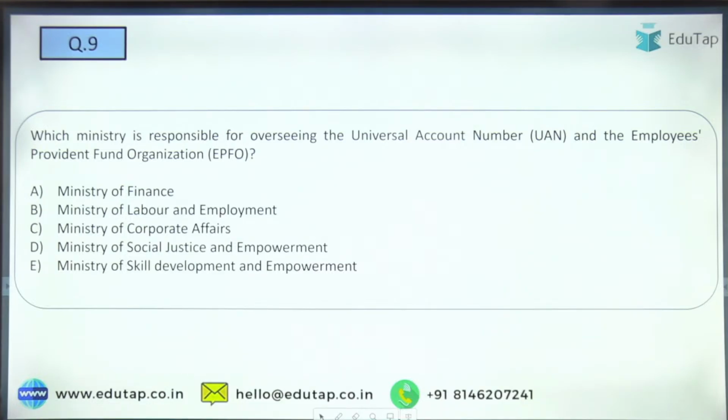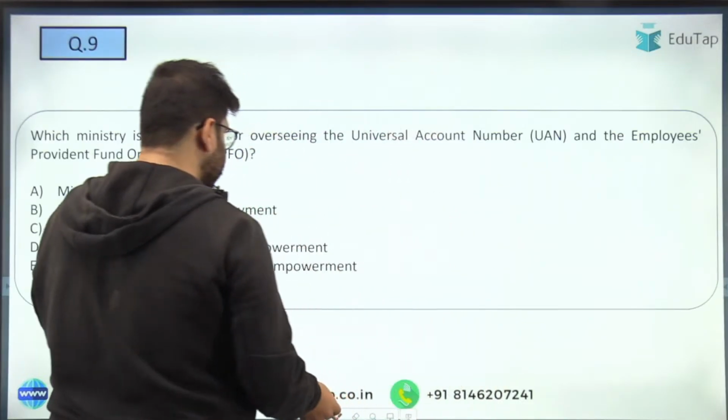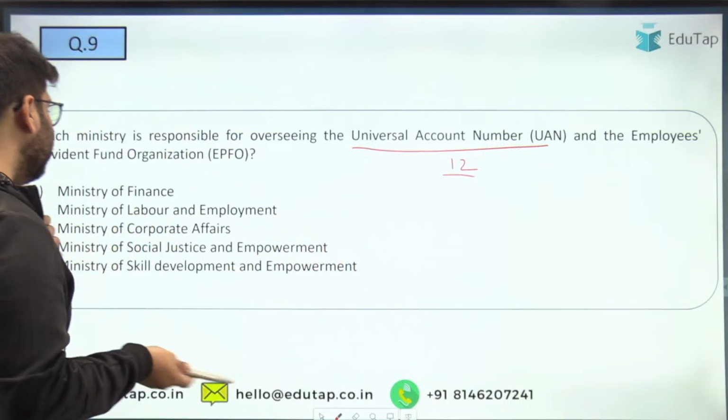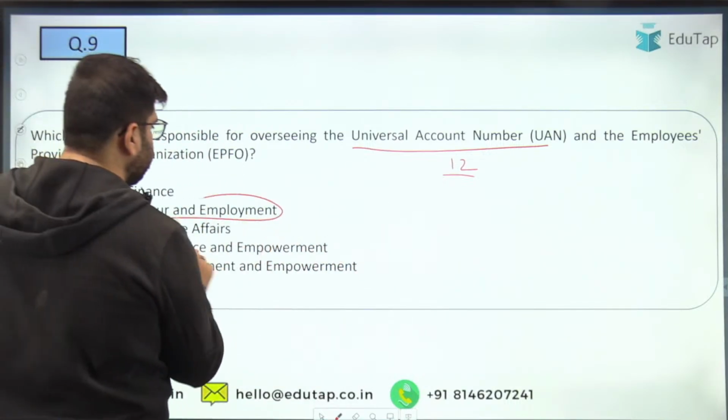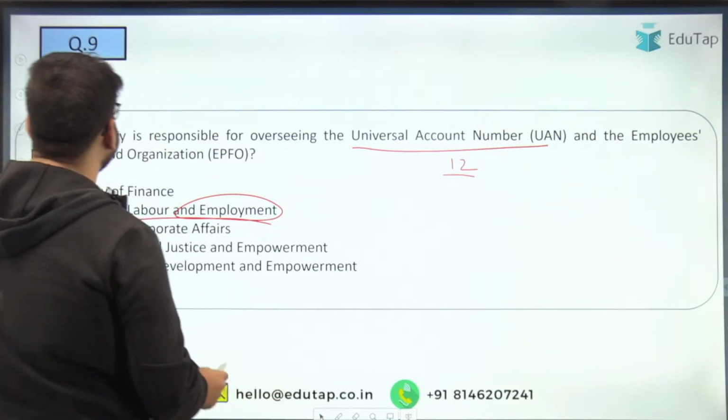Which ministry? Can you also please let me know what is the UAN length? What is the length of UAN? UAN is a 12-digit number, right? So do remember it. Yes, definitely the Ministry of Labor and Employment is responsible for issuing you the UAN. So your answer will be option number B.